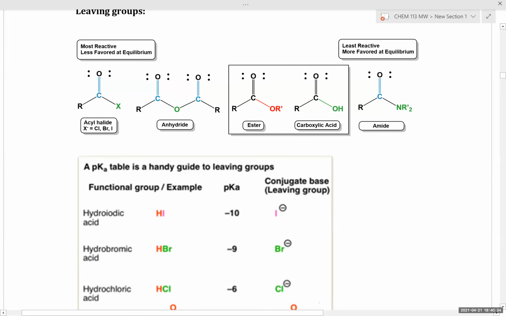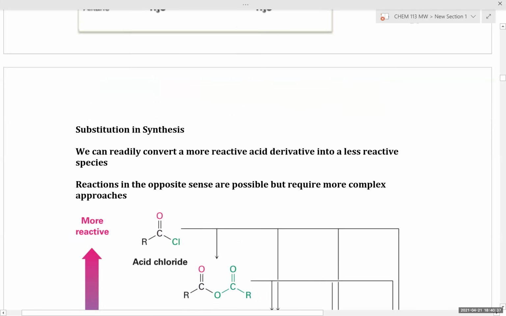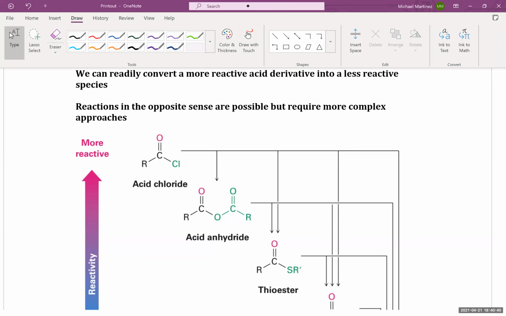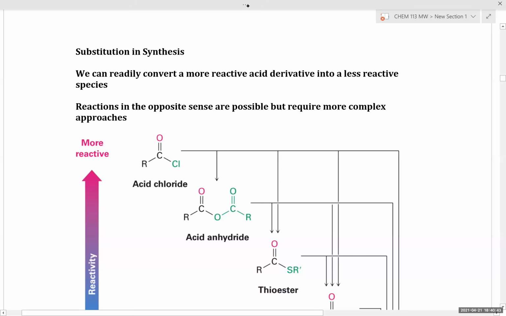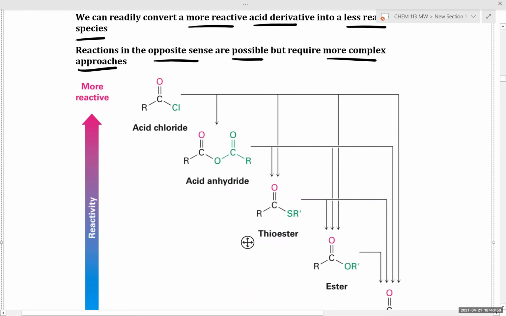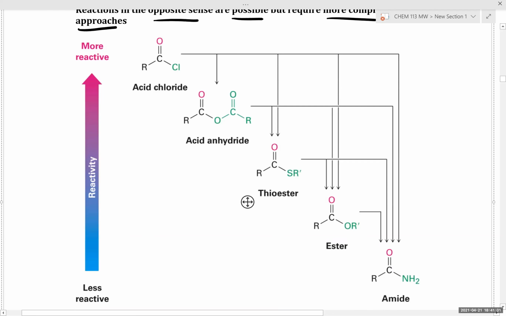Okay, so let's keep going now and we can tie this back to this general hierarchy for substitution reactions. Generally, we can convert a more reactive acid derivative into a less reactive species. Reactions in the opposite direction are possible, but require more complex approaches. Generally, if we want to activate our leaving group, we have to use additional reagents to activate our substrate for carbonyl substitution. We'll see examples of this, including, for example, reaction of a carboxylic acid with thionyl chloride.